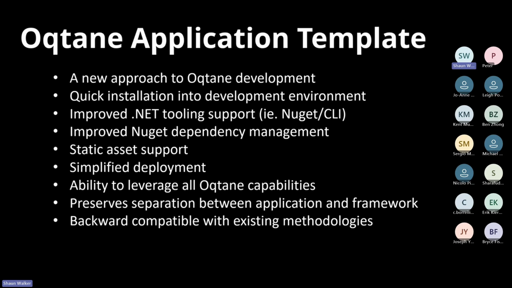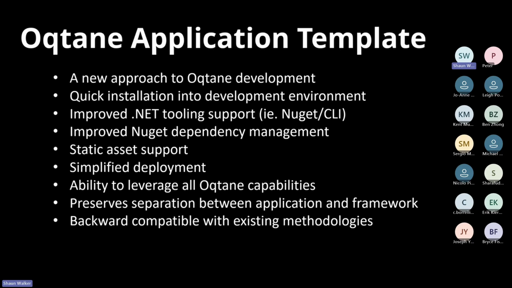You can just use the standard .NET publishing capabilities that are part of Visual Studio or other tools to build a published artifact that can be published to a folder or to an environment. And it was important that this new capability also allows developers to leverage all of the existing Oqtane capabilities that currently exist, and I'm happy to say that it does. And it still preserves separation between the application that you're building and the framework.